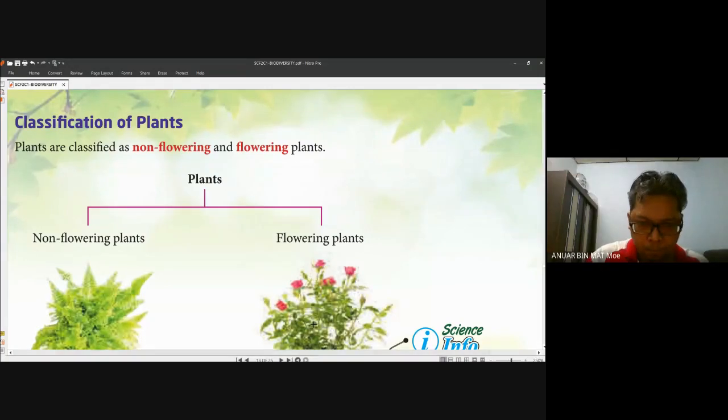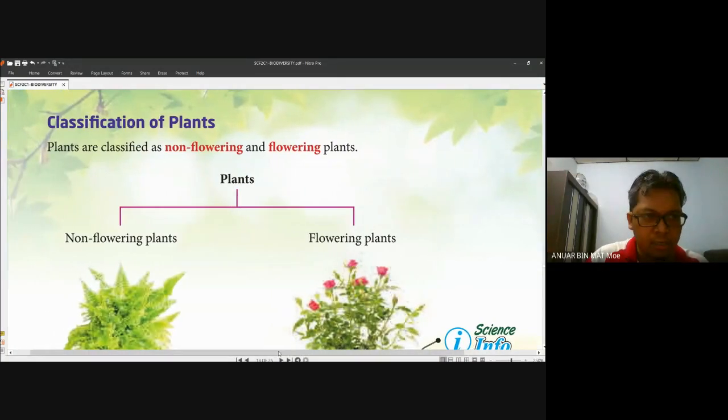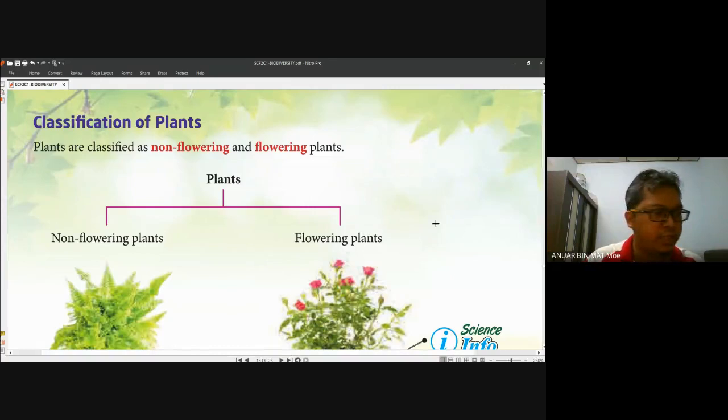Right. So the second topic for the chapter, the second subtopic, 1.2, is the classification of plants.